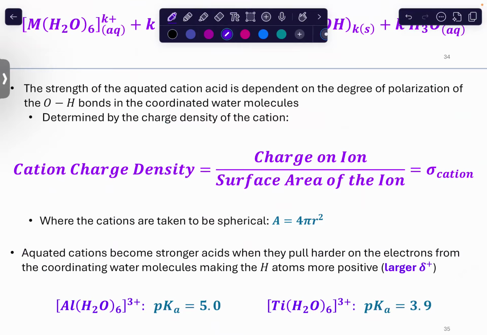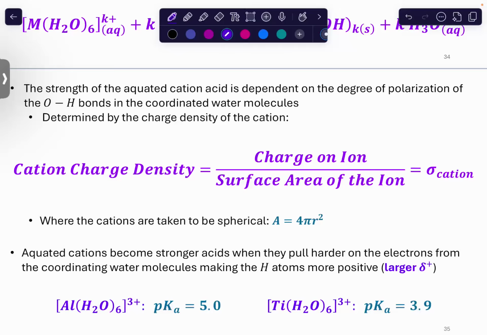You can look at the cation charge density. For example, let's say you have a really tiny cation, its charge density will be higher, which means it's going to polarize the OH bonds on the water more. And when you say tiny, we're talking about the actual radius of the ion. If we go down, we see aluminum versus titanium. You notice the pKa of the aluminum one is 5 and titanium is 3.9. So the titanium one is stronger.